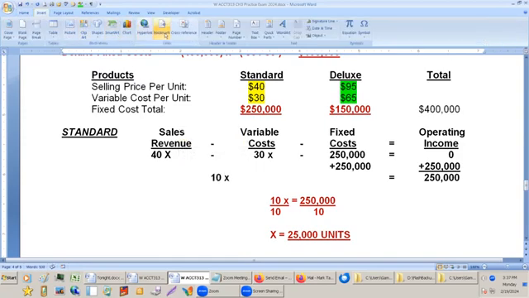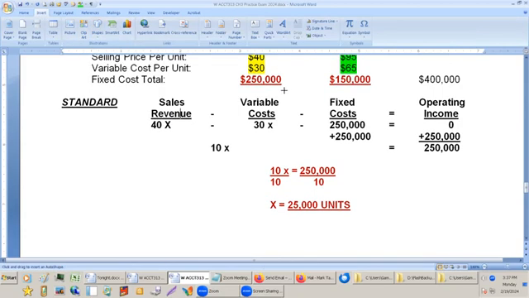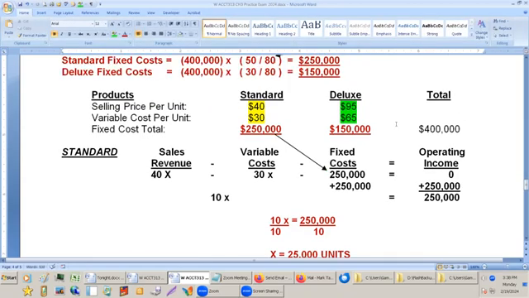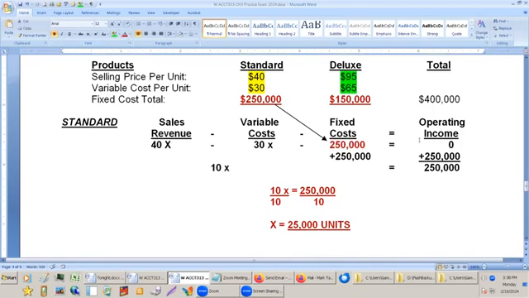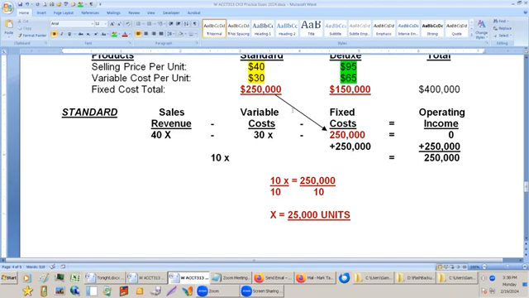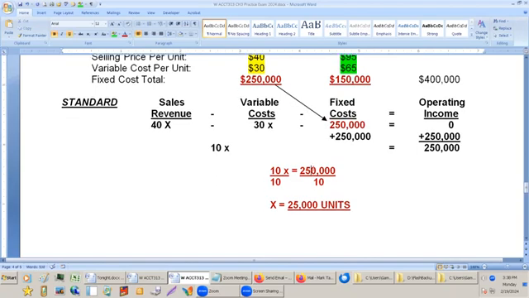And again, this is a reason for doing all that stuff earlier was this, to get that fixed cost for the standard. We also do it for the deluxe. Now, truthfully, for the deluxe, I mean, we sell 5 to 1. You can just take this, divide by 5, and that would give you the deluxe. So I'm going to do the math on it.